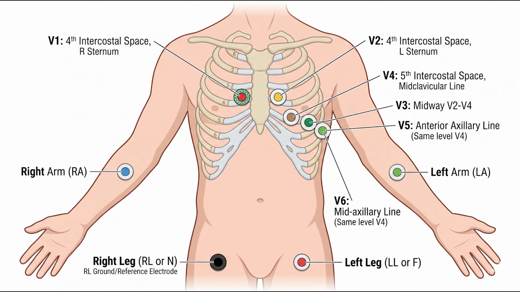For the limbs, we use 4 electrodes: right arm RA, left arm LA, left leg LL or F, and right leg RL or N. Note that the right leg electrode, often colored black, serves as the ground or reference electrode and does not directly contribute to the 12 leads themselves.